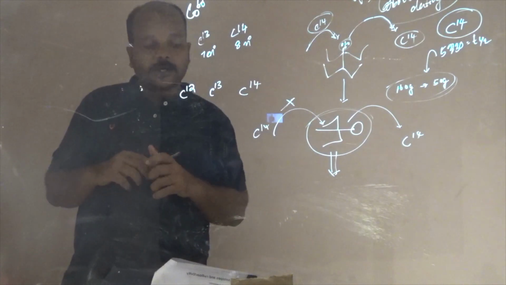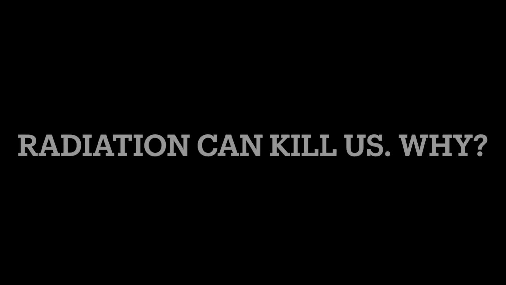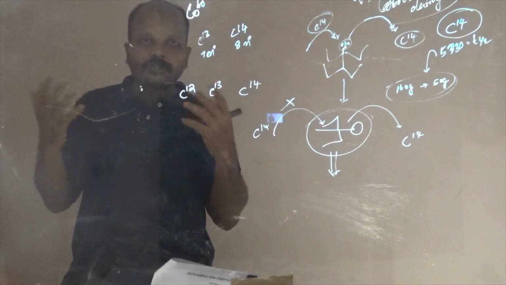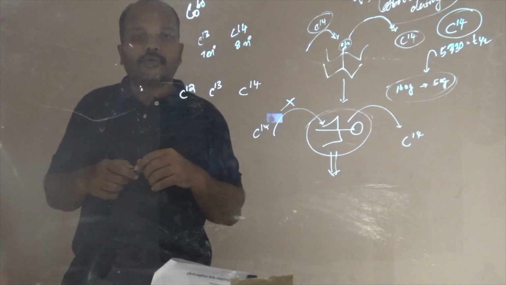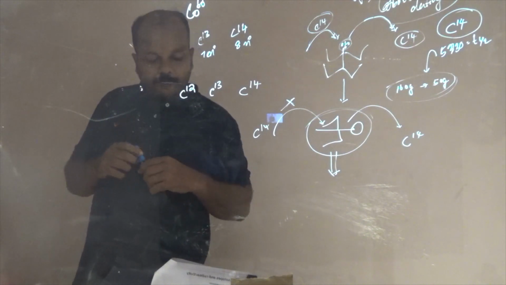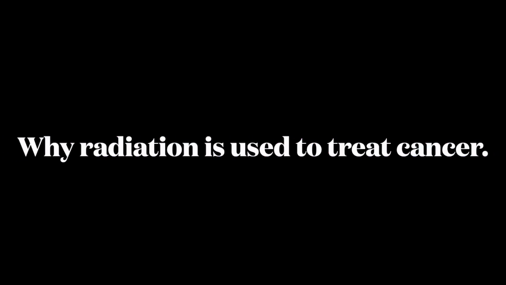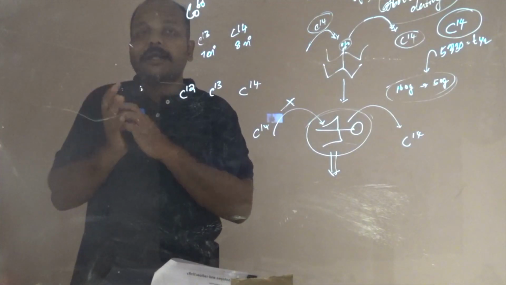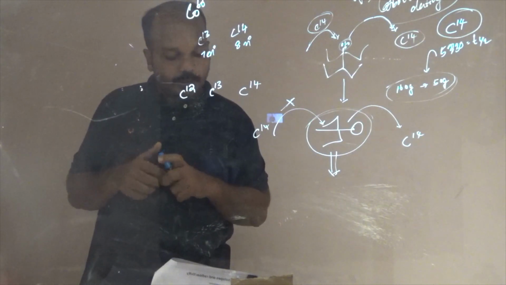Okay, and then radiation can kill us. Why? Radiation can kill us because radiation is nothing but energy. Once it falls on our body, our cells and tissues will undergo degradation. Okay, so this is the thing. And next question: why are radioisotopes used to treat cancer? Simple thing, cancer cells can be killed by radioisotopes. And radioisotopes can be used to check pipes for leaks.